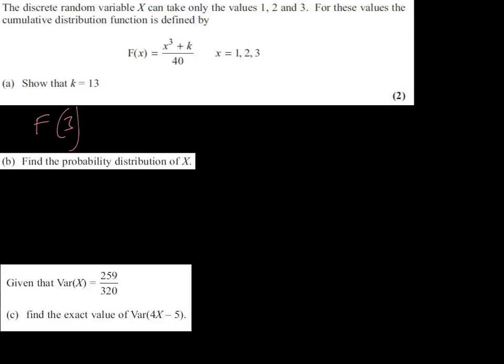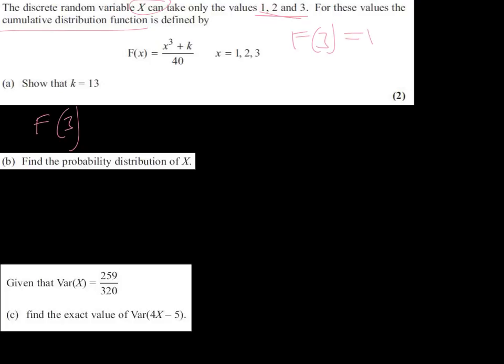In question 2, we are looking at discrete random variables, and we've got a random variable x which can only take the values 1, 2, or 3. And the key thing to recognize here is that we are looking at the cumulative distribution function. So what that means is that if we look at f of 3, for instance, this is going to give us the probability that x takes the value of either 1 or 2 or 3.